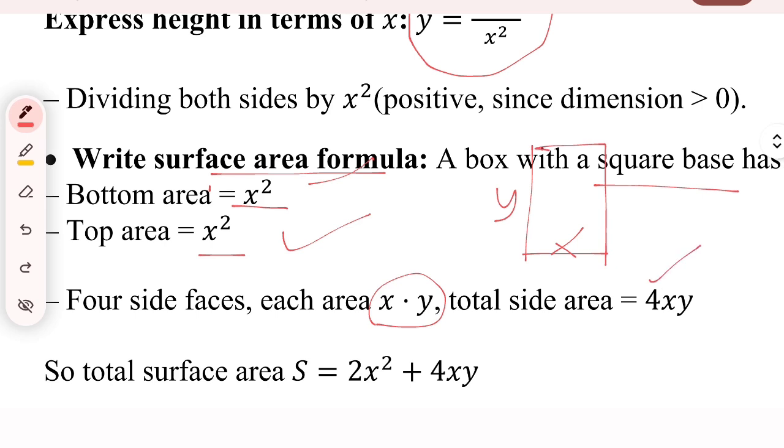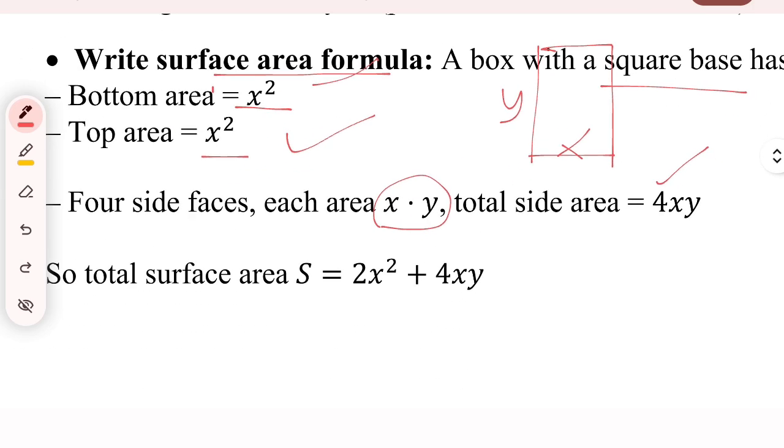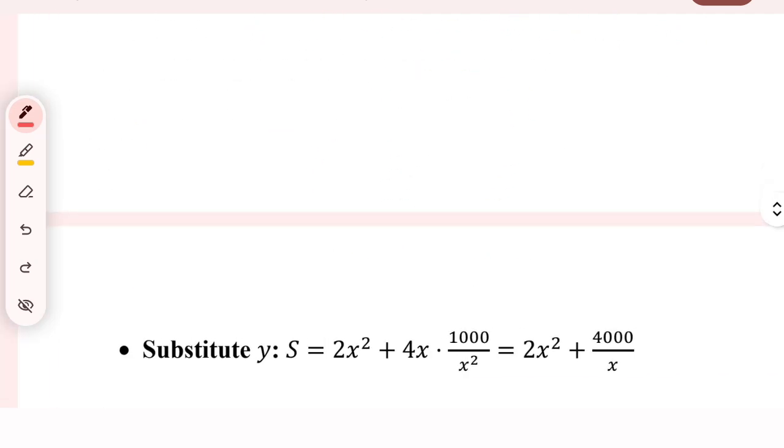However, there are four sides. So we need to multiply xy times 4. So we can compute the area of the total sides, and that will be 4xy. Therefore, the total surface area is equal to the combined areas. This is the area of the top and the bottom, and this is the area of the four sides. And this would become the total surface area of the rectangular box. So what will we do now?